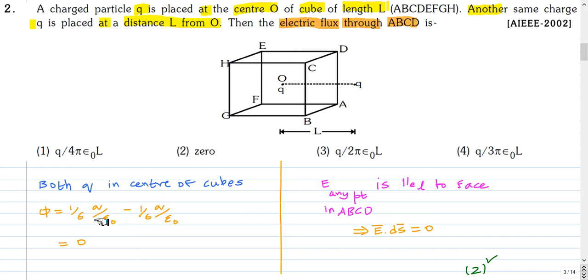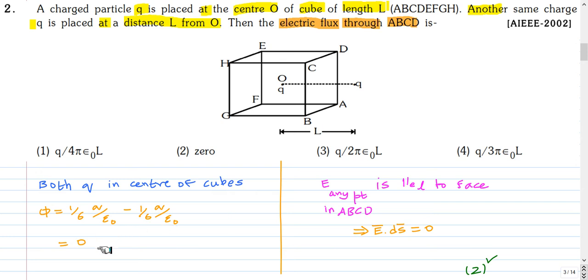So the flux on the face ABCD due to this left charge Q will be 1/6 of the total flux, that is 1/6 of Q by epsilon naught, and the flux due to the Q kept outside is also 1/6 of the total flux from this right charge, that is 1/6 of Q by epsilon naught. But the direction is opposite. So if you take the first direction as towards right as positive, then the flux due to the right charge will be negative. So the net flux will be 0.